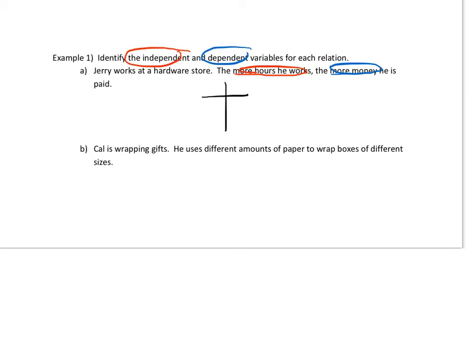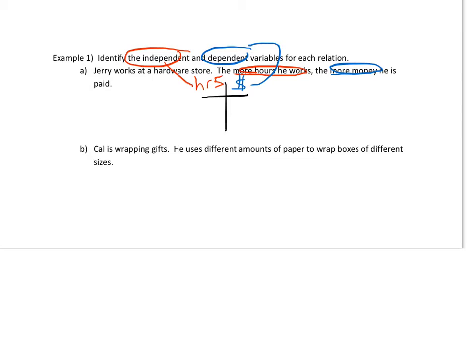So you would put the number of hours over here, and you would put the amount of money he would get over here. So again, this is just an XY table. So because I put the hours first, this is called the independent variable. And because I had the money second, that is called the dependent variable. So in this question I would say the independent variable is number of hours he works, and the amount of money that he makes would be considered the dependent variable.